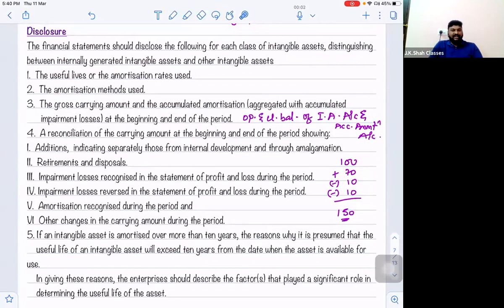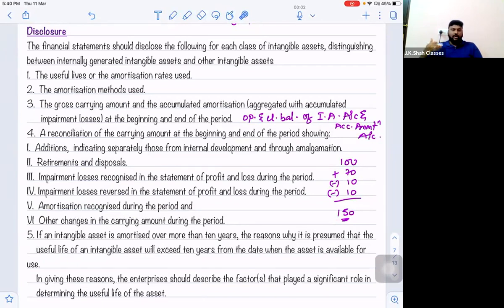See, life and amortization rate: there it was life of the asset or depreciation rate, method of depreciation. The third point was also the same: opening and closing balances of the asset account and accumulated depreciation account. Then reconciliation. Only in reconciliation, there were some 3-4 extra points with respect to revaluations. Here, those revaluation points are not there because generally on intangibles we don't charge revaluations. But the rest of the points are the same: additions, retirement disposal, impairments charged, impairments reversed, amortizations charged, any other changes. So technically, if you know the AS 10 disclosure requirements by heart, your AS 26 disclosure requirement is complete.